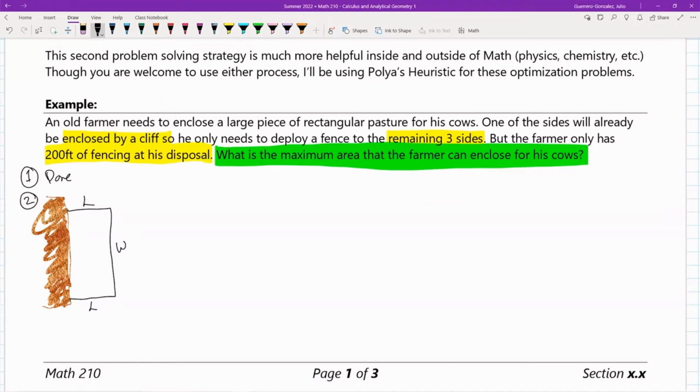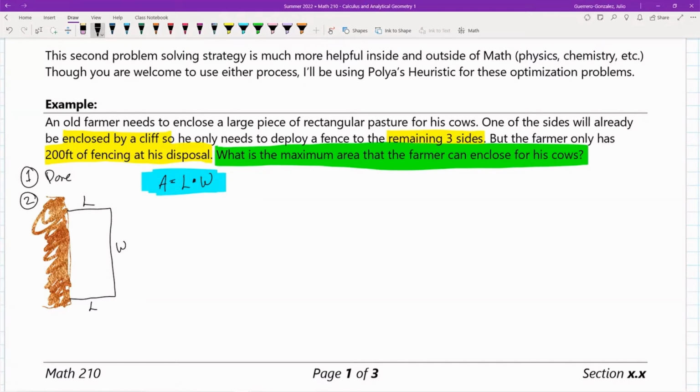Okay. So let's go ahead and start writing out some of the equations that we need for this particular problem, right? We need to maximize an area, right? So A, the area for this rectangle, is going to be my length times my width. So I know that this is the thing I need to maximize somehow, right?